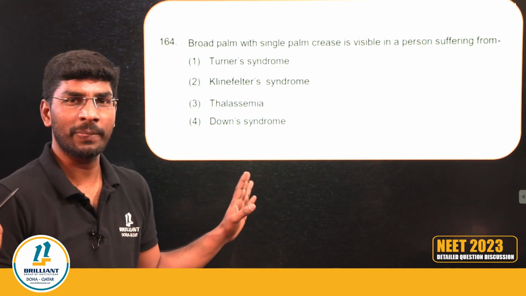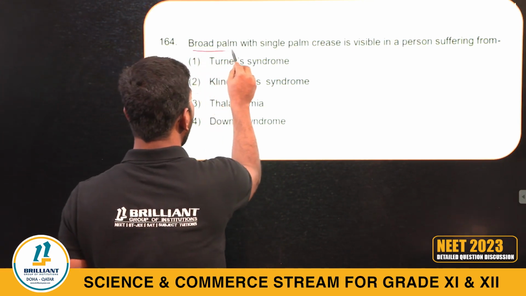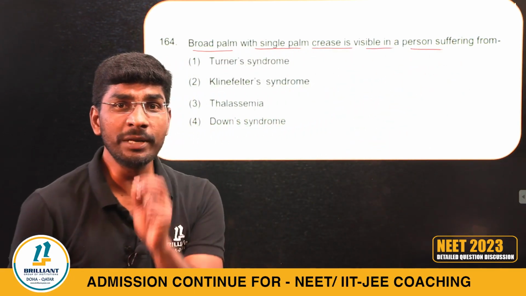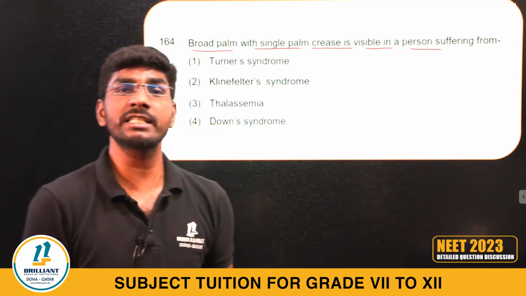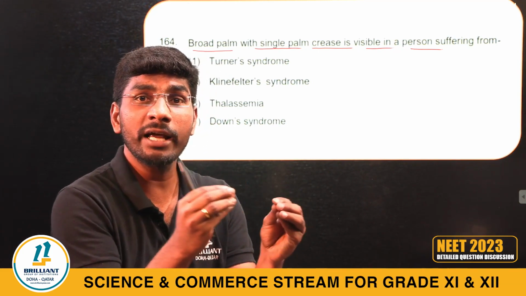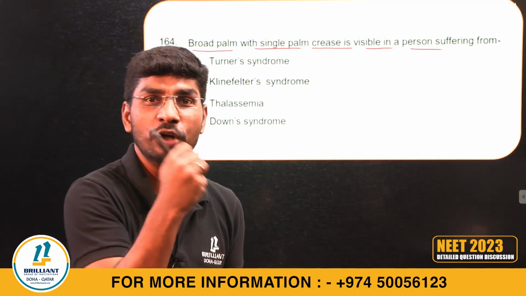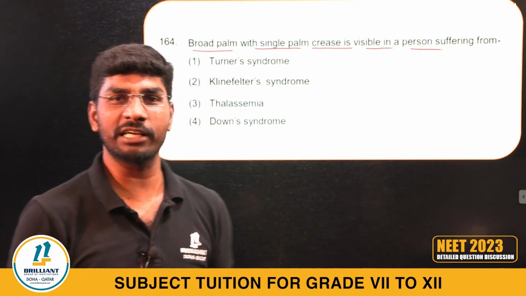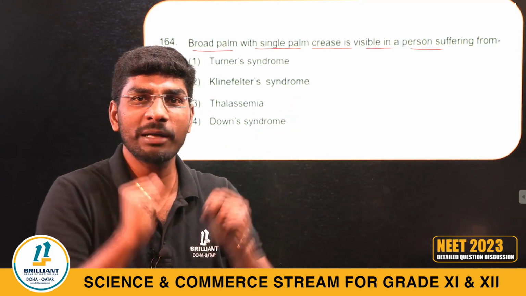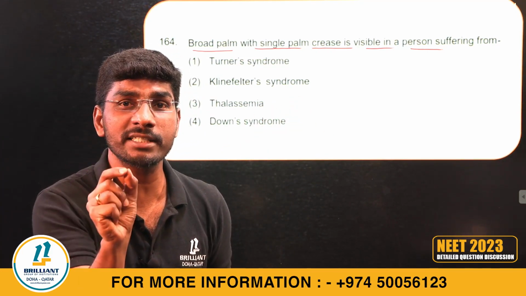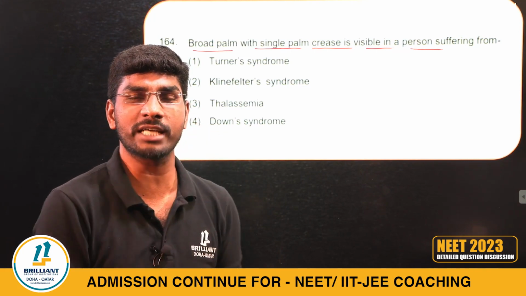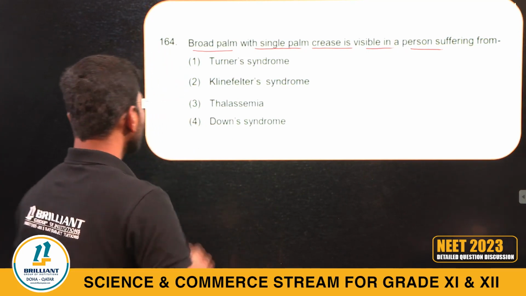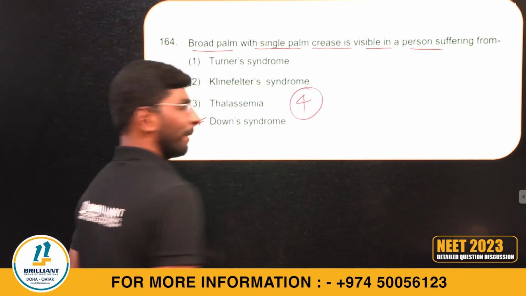164, easy question. Look at what they're asking: broad palm with a single palm crease visible, person suffering from. Down syndrome, a characteristic feature of trisomy 21. Furrowed tongue, broadly open palm. I said Down was a scientist who explained this. Down syndrome, autosomal trisomy. So the answer will be Down syndrome.